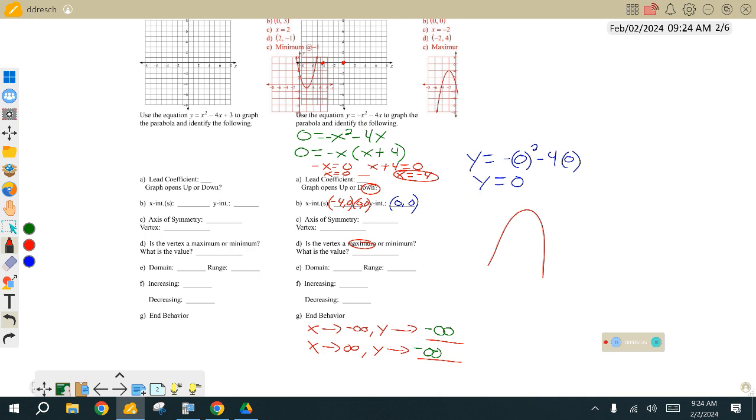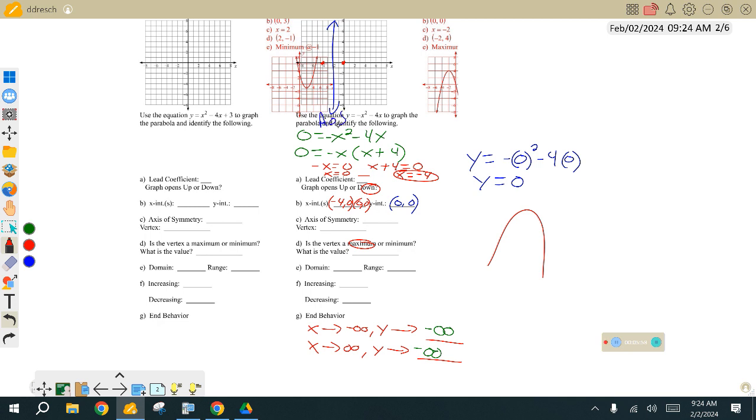Okay, axis of symmetry is needed. As soon as you found those two x-intercepts, you've got yourself the axis of symmetry. The axis of symmetry is, we talked about that midpoint yesterday. It's right there in the middle between -4 and 0. What's in between -4 and 0? -2, right? There's my axis of symmetry.